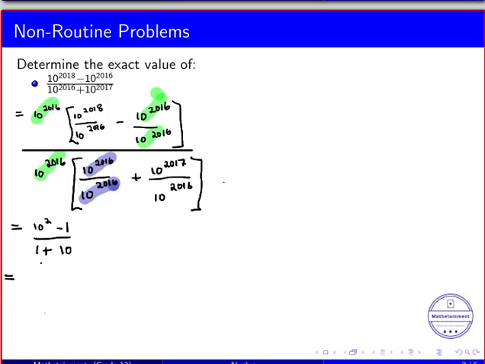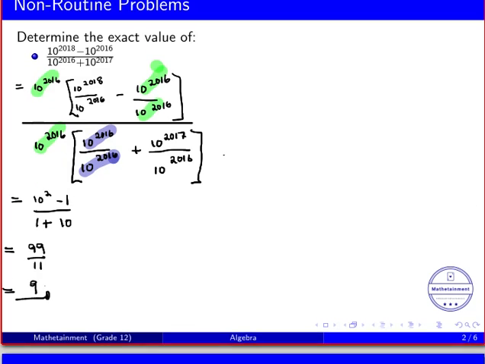So 10 squared is 100. 100 minus 1, it will be 99. Divided by 1 plus 10, it's 11. So your final value that you are required to find, that exact value, will be 9.